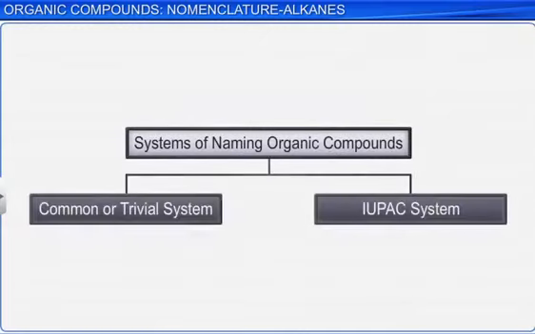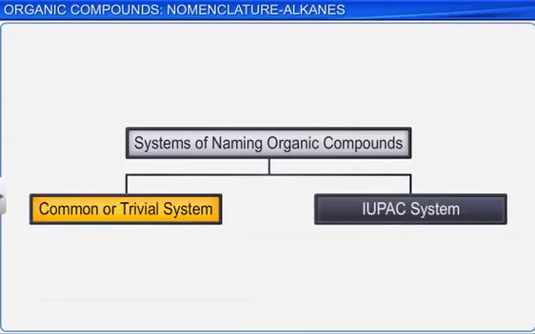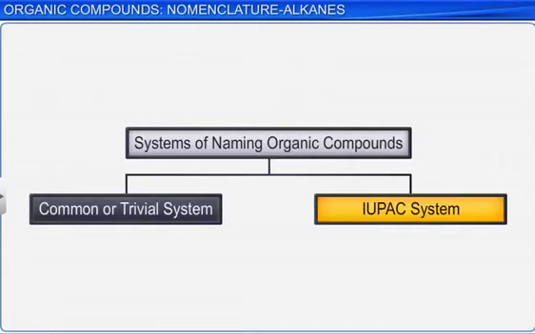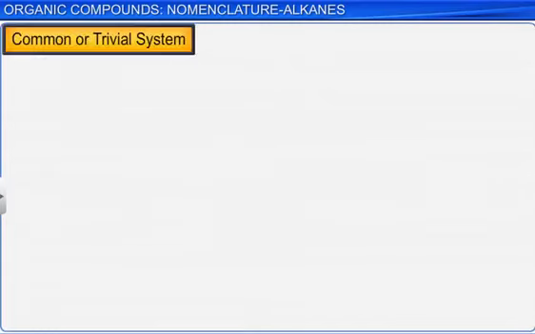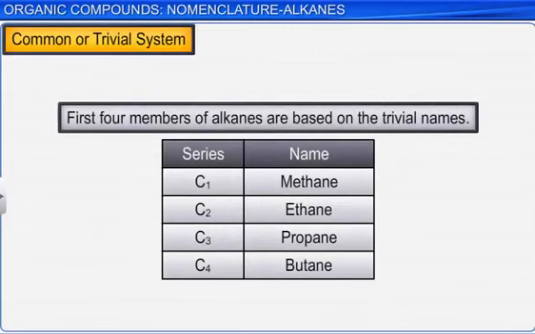We know that there are two systems for naming organic compounds, the common or trivial system and the IUPAC system. The names of the first four members of alkanes are based on the trivial names. They are methane, ethane, propane and butane.